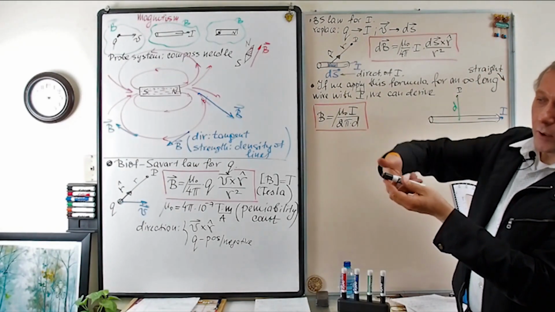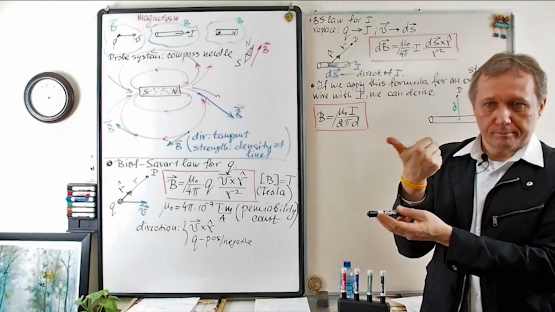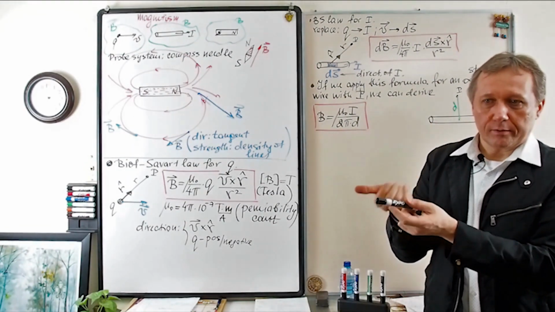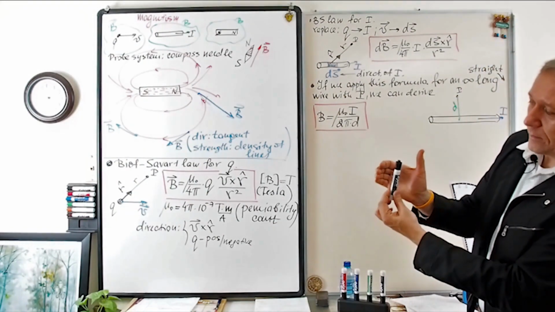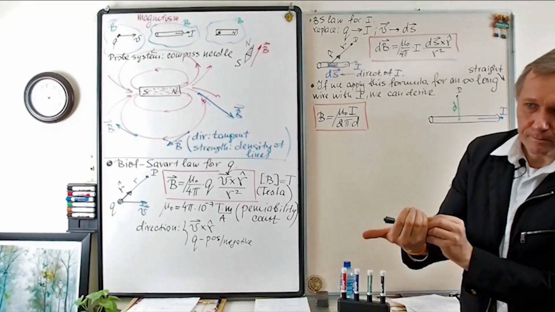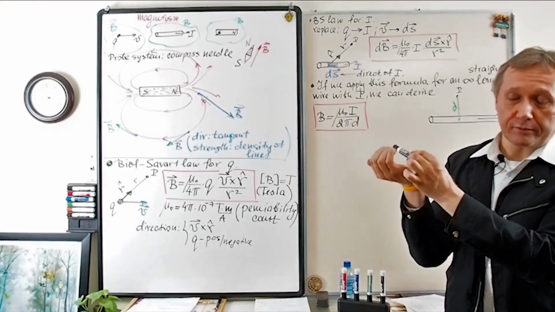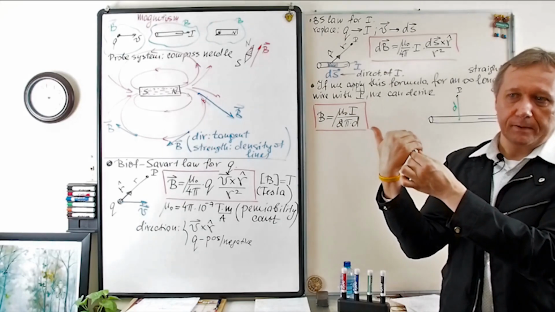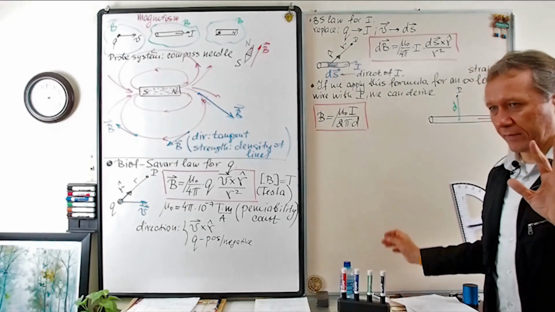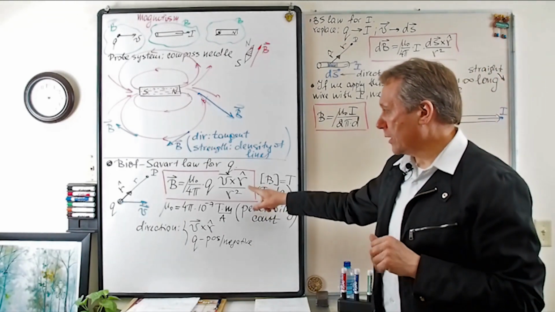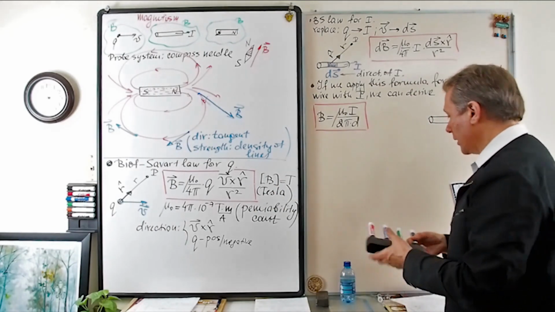So what you do, you outstretch your thumb of your right hand in the direction of the current, and then your curled fingers give you direction of the magnetic field, direction of the magnetic field lines. Right. It's a very simple rule. Usually, again, students don't have much troubles with this right-hand rule. Students have much more troubles over here. In this right-hand rule, not much.